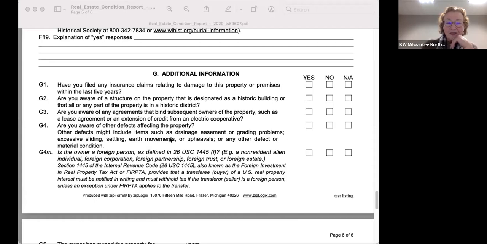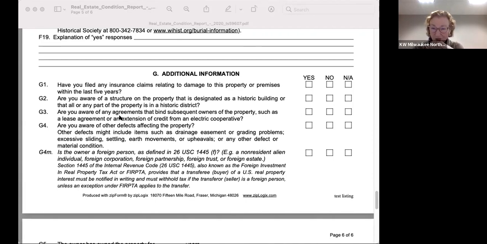Other defects may include items such as drainage easement grading problems, excessive sliding, settling, earth movements or upheavals, any other defect of material conditions. These hidden little questions in here can become a pothole for your seller unless the seller really takes this entire form seriously and pays special attention to each question.